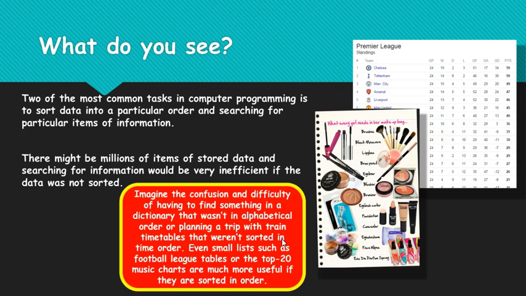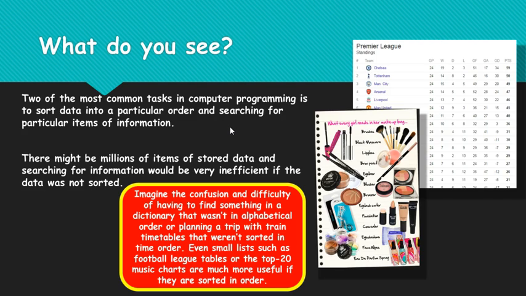Okay, so to start off with, I did a little hook to the lesson. We said, what do we actually see? Well, on the right hand side we've got a shopping list, and we've got the Premier League table as a list as well. So two of the most common tasks in computer programming are to sort data into a particular order and to search for particular items of information.